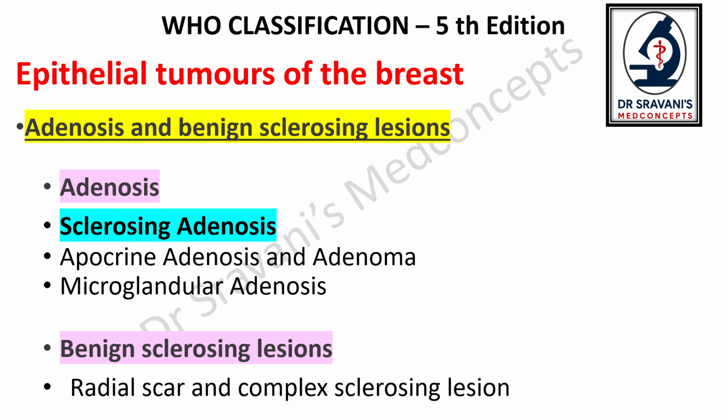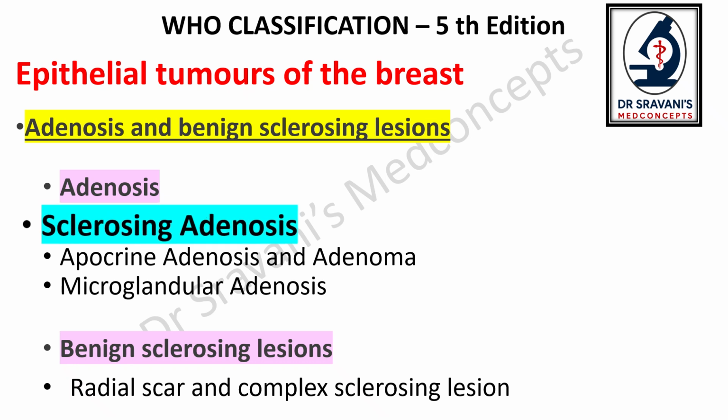Under this, in adenosis, we have sclerosing adenosis, apocrine adenosis and adenoma, and microglandular adenosis. And in benign sclerosing lesions, we'll have radial scar and complex sclerosing lesion. Today, our discussion will be on sclerosing adenosis.